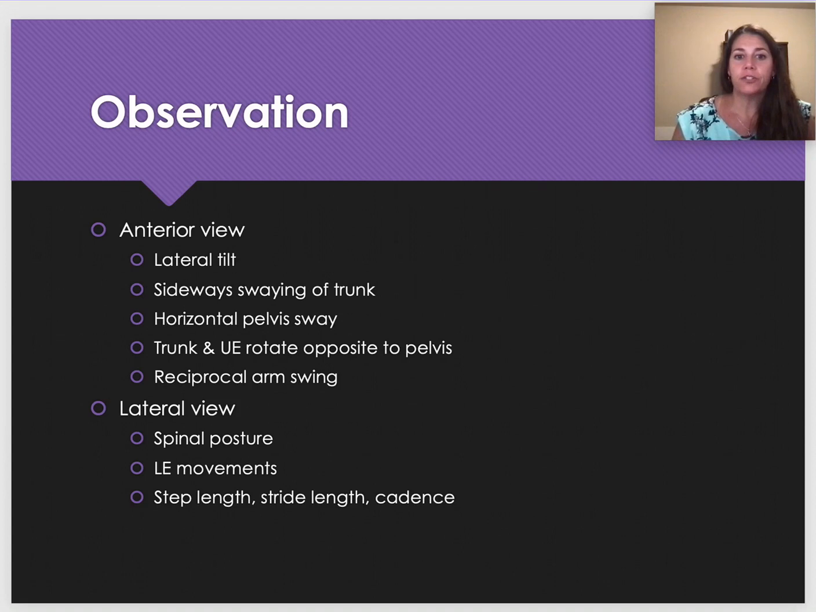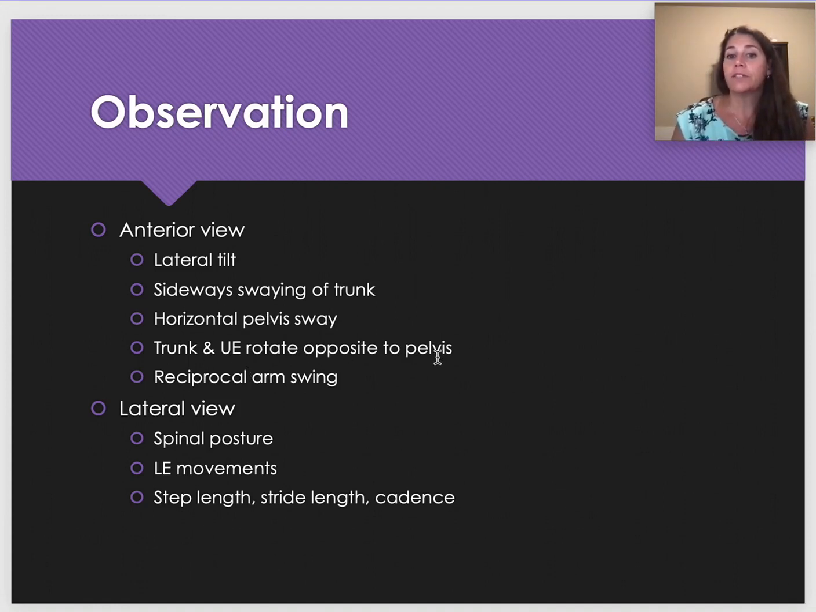Okay, observation. This stuff should really line up with what we've talked about with posture. So, anterior view, lateral tilt. What does it look like? Are they standing crazy, sideways swaying of the trunk, horizontal pelvis sway, like all the things we just said, that they should be this many inches or in degrees as they're moving? That's the stuff we're looking at.